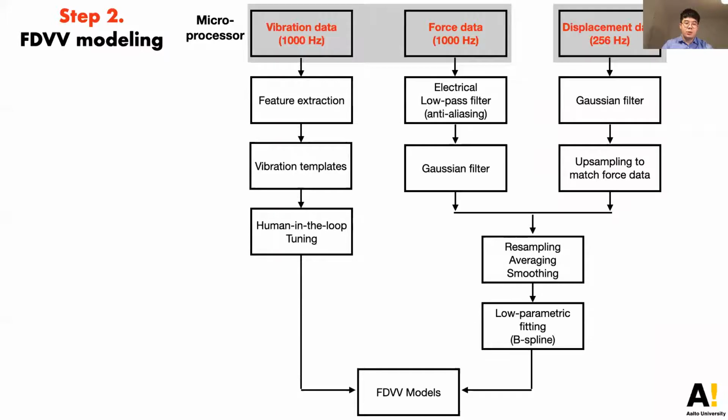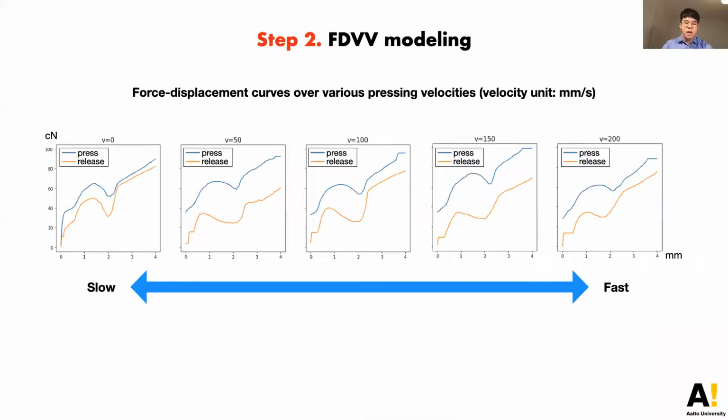After collecting a bunch of raw data, we then needed to convert it into models. There are two major things here. The first one is a set of filtering and resampling techniques to synchronize the microprocessor's data and the camera's data. These are some example output. Each frame is a force displacement response of a certain pressing velocity over one same button. As you can see here, the velocity does play an important role in determining the force responses.